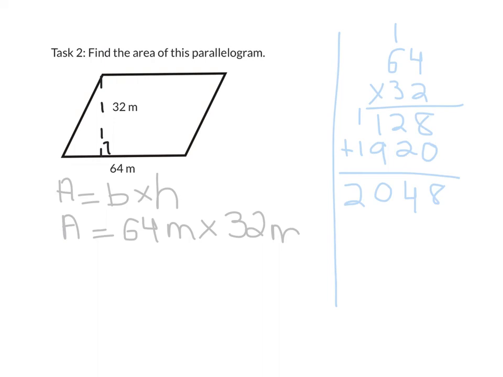So my area equals 2048. And then I have to remember the meters, so I'm multiplying the meters by the meters. So 2048 meters squared, or 2048 square meters. So my area of this parallelogram is 2048 meters squared.